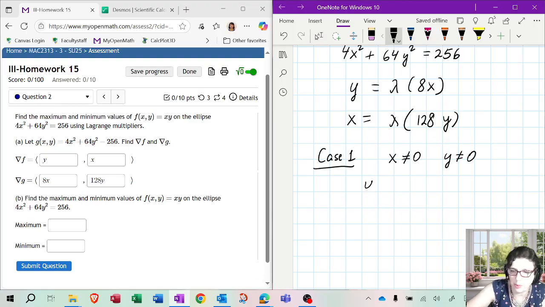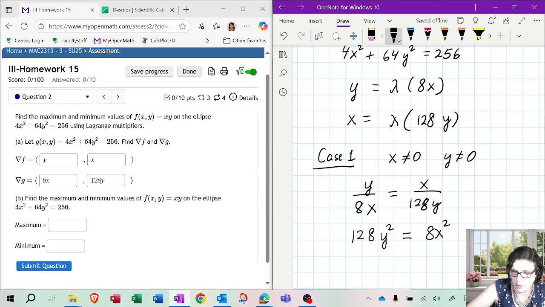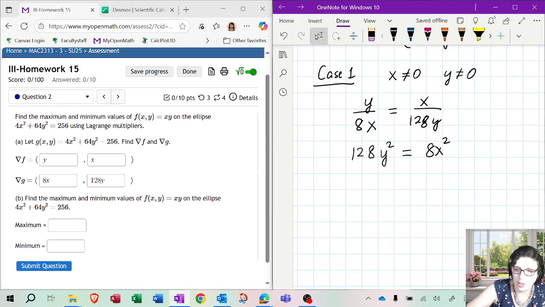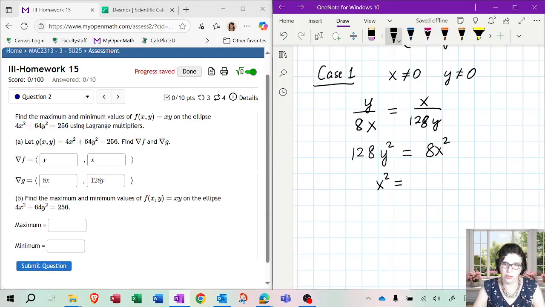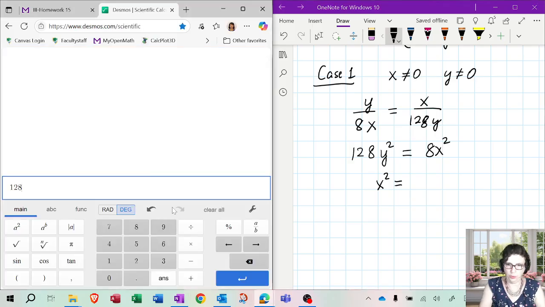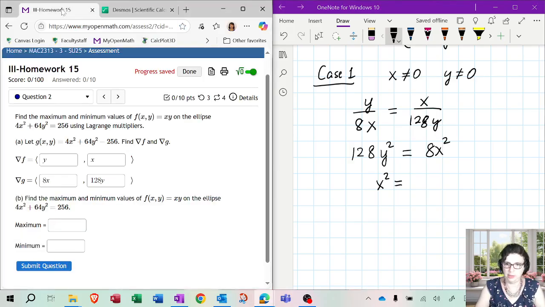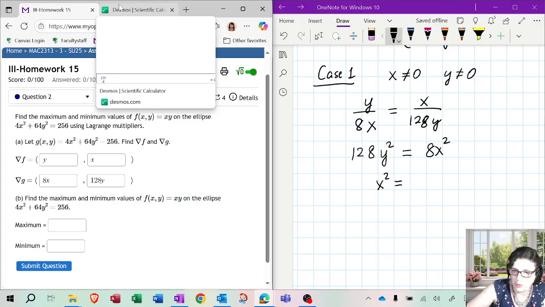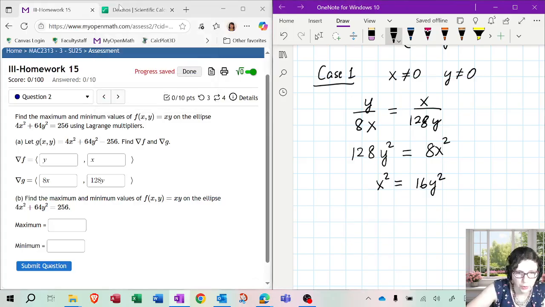Then we can set up the proportion. So we're going to say y divided by 8x equals x divided by 128y. Okay, so let's cross multiply that. That's going to be 128y squared equals 8x squared. And so that's going to allow me to express x squared in terms of y squared. If I divide 128 by 8, that's 16. So x squared is going to be 16y squared.